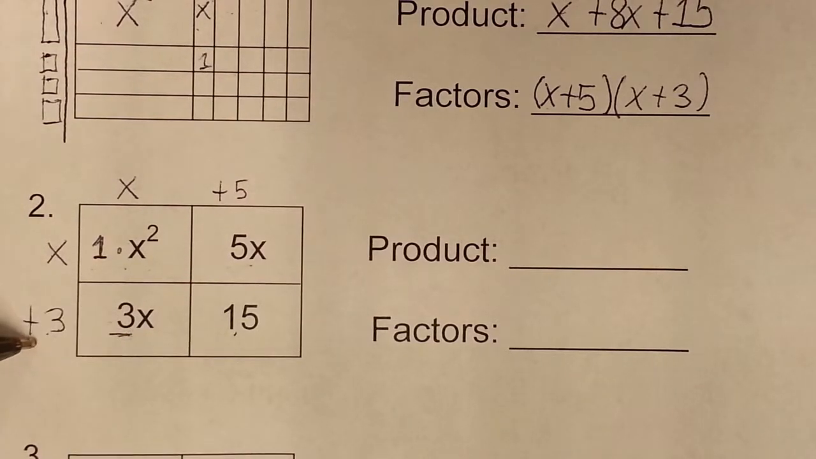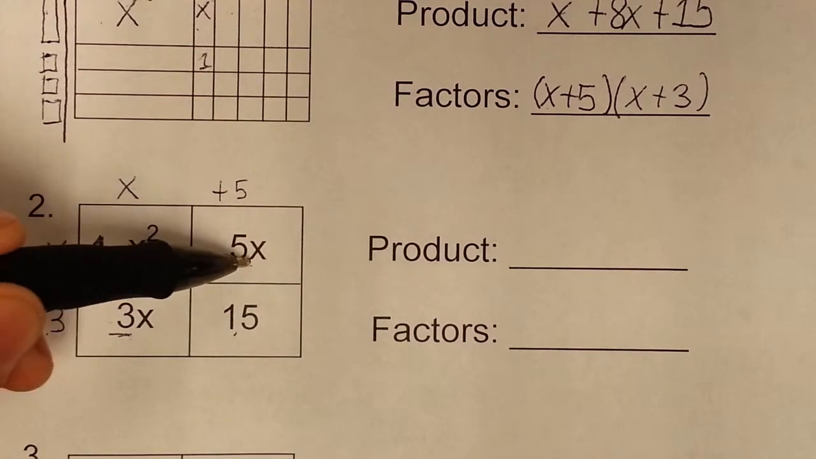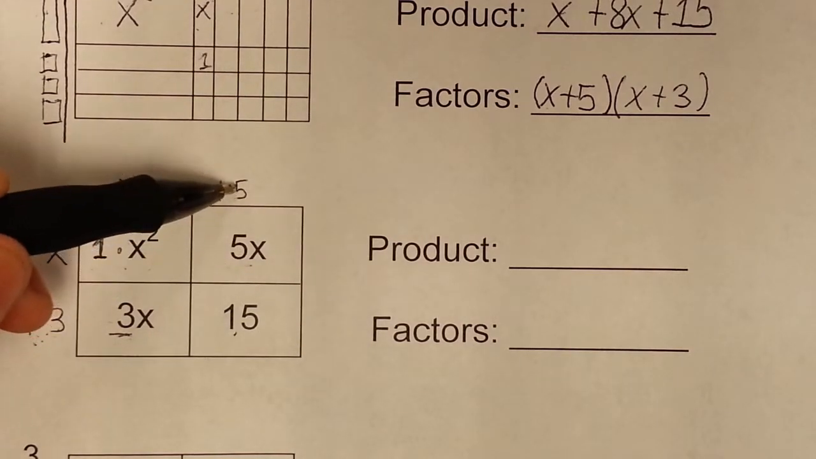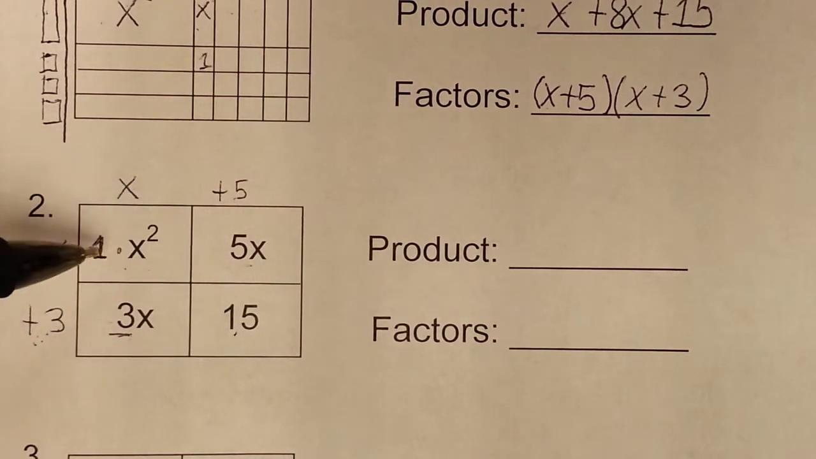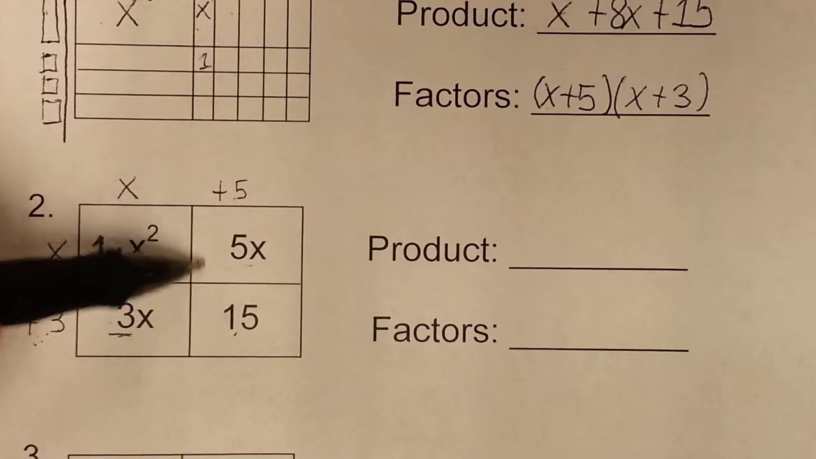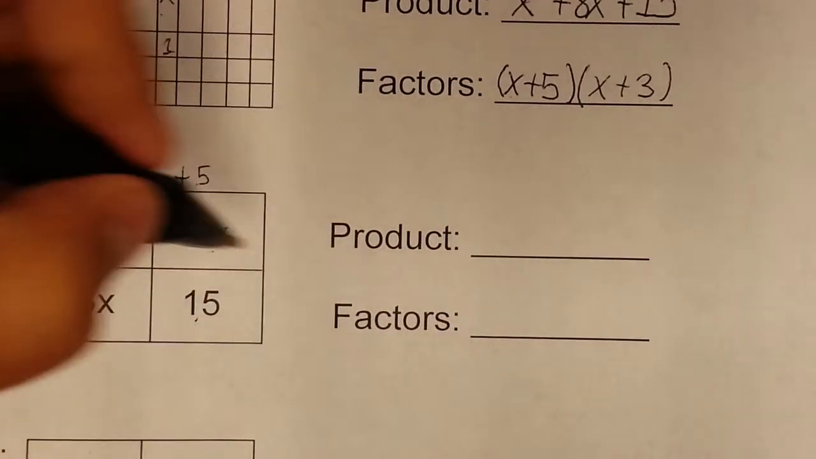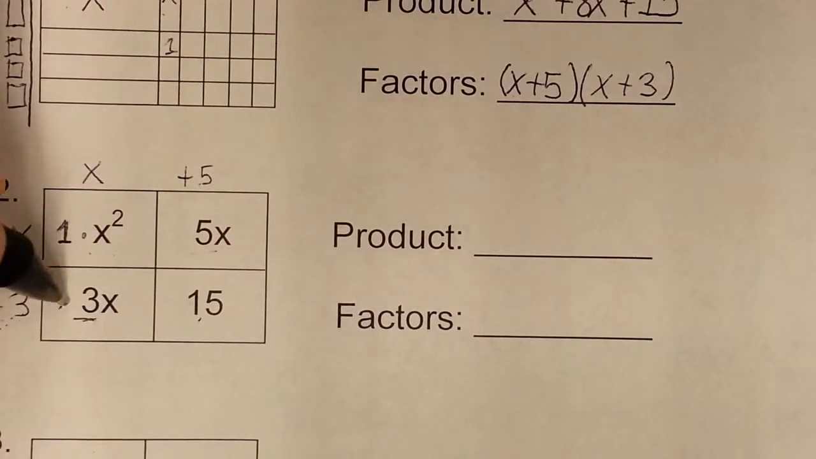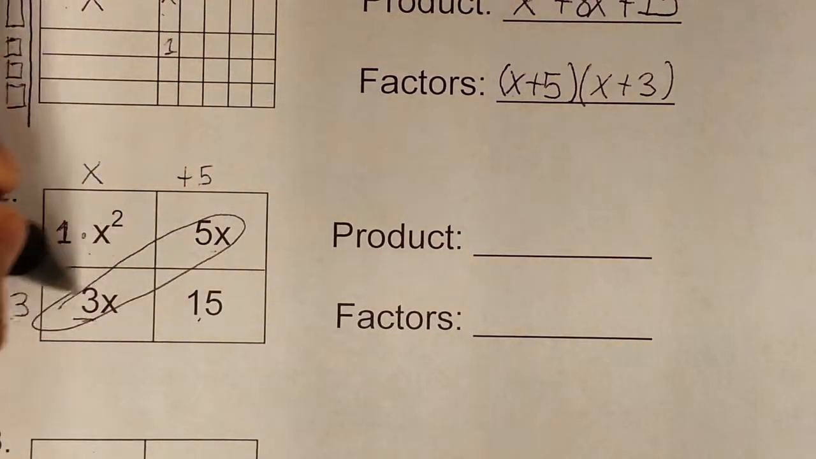So a coefficient of 3 is represented with a positive 3, coefficient of 5, positive 5. And that works anytime you have an x squared with a coefficient of 1, and you have your other terms filled in. So in this case, our product, we need to take all of our like terms and combine them.